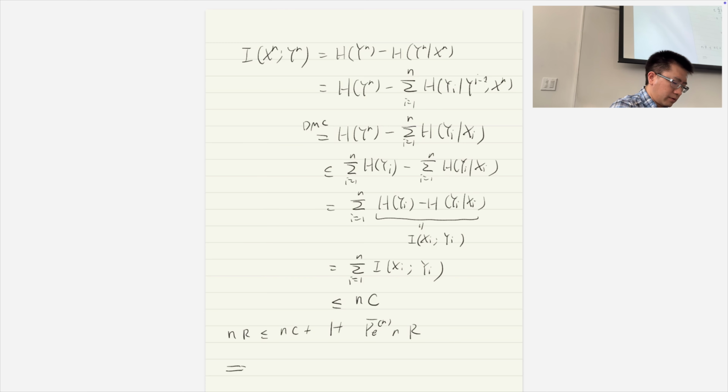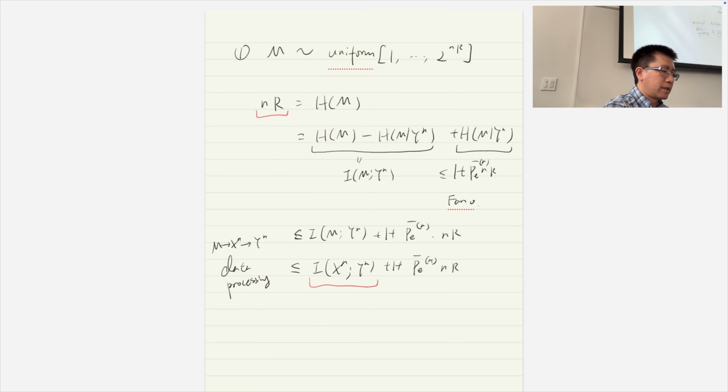Right, and then R will be less than C plus 1 over N plus P_e times R. Clearly, let N go to infinity, so P_e will go to 0. That's by definition, by requirement, right? And this guy also goes to 0. Therefore we show the rate R has to be less than or equal to C. Okay, is that clear? So this is how we show the upper bound, the converse.